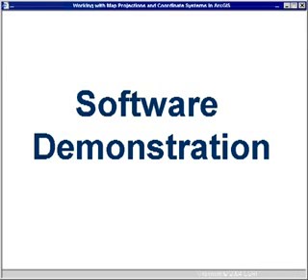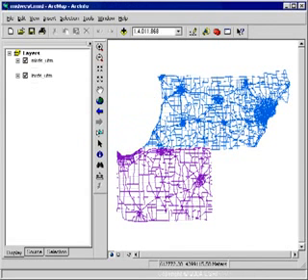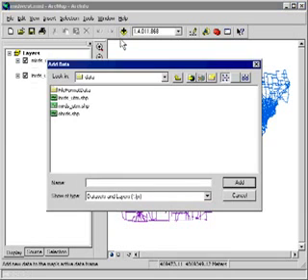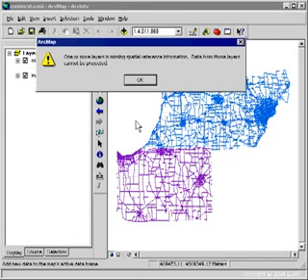So now I'm going to go over to ArcMap and do the first part of the software demonstration. I already have my map document open, and I have 2 layers. Michigan roads is in blue and Indiana roads in purple. So I'm going to add in my Ohio data and see what happens. And I got a warning message.